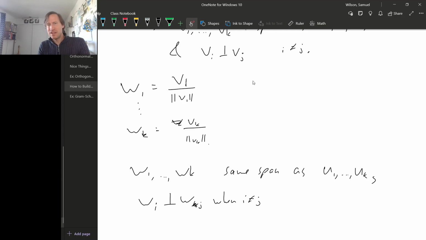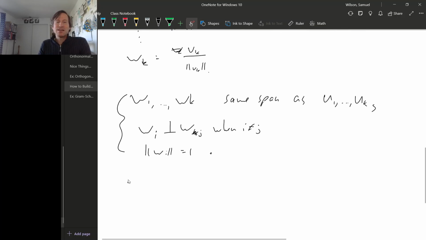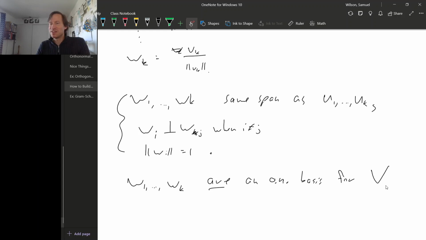This is because the v's had this property, and to get the w's, we're changing the lengths of things, but we aren't changing the angles between any of these vectors. So they were all pairwise orthogonal before, so they're pairwise orthogonal after. And then finally, the length of each one of these vectors is 1. But these together mean that the w's are what we're looking for. They are an orthonormal basis for the space that we started with, which I think I called V.